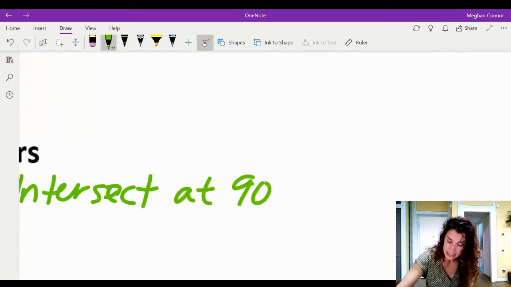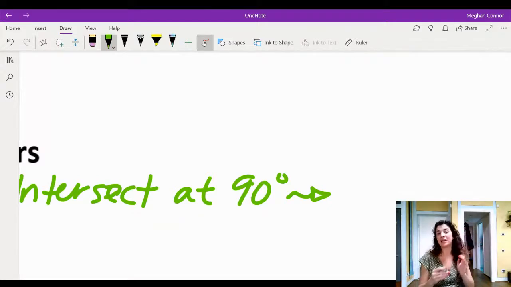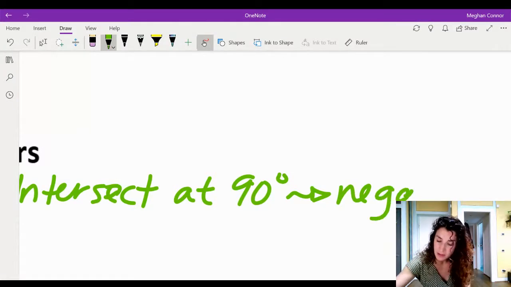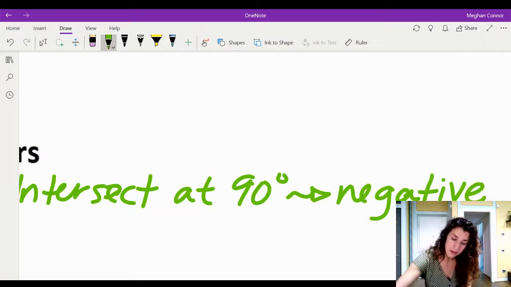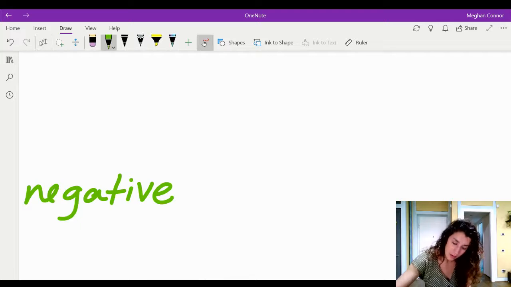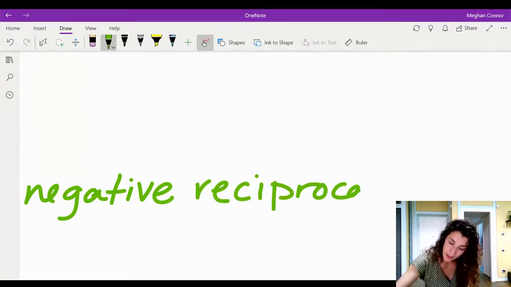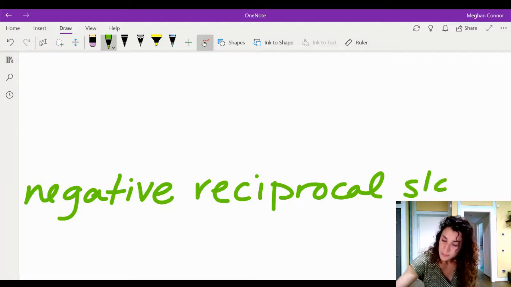at 90 degrees. What that means, if we're talking about it algebraically on a coordinate plane, is that their slopes are negative reciprocals of each other. So negative reciprocal slopes.